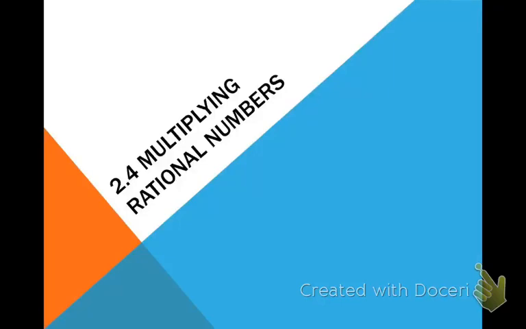We're moving on to 2.4, multiplying rational numbers. So we've already talked about multiplying regular numbers or integers. Now we're going to talk about rational numbers, which means adding in fractions and decimals.